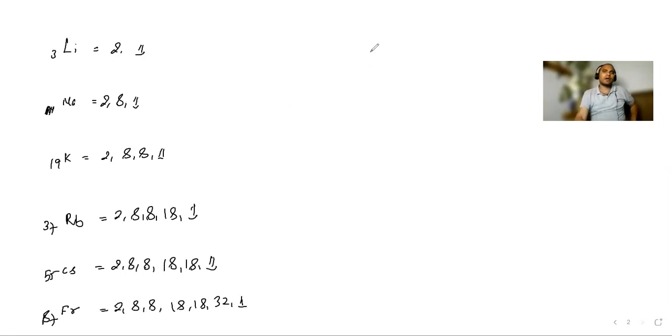Now see the number of shells. This number is K, this is L. Here it is going to be K, this is L and N. Here it is K, L, M, N, O. Okay, K, and it is going to be L.